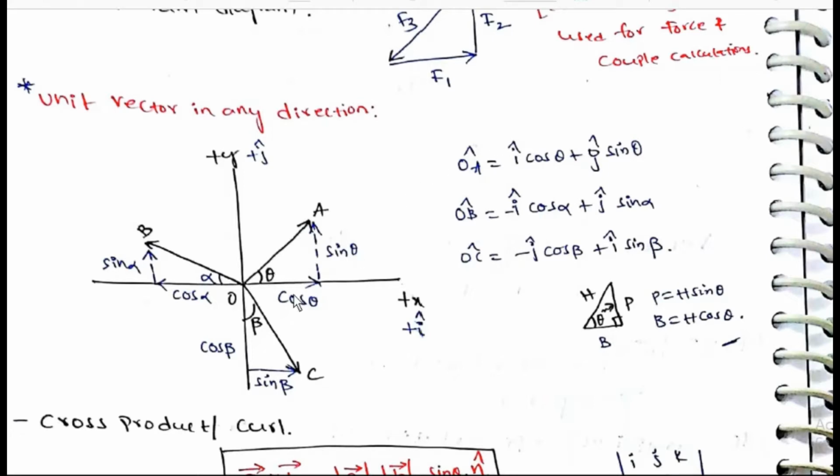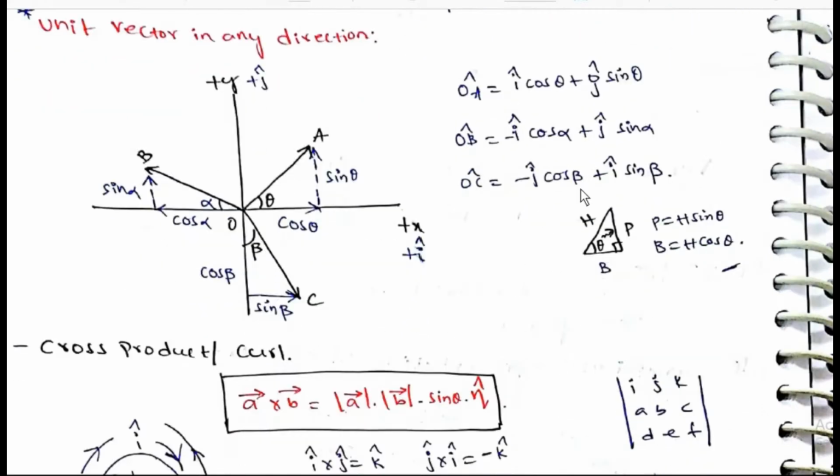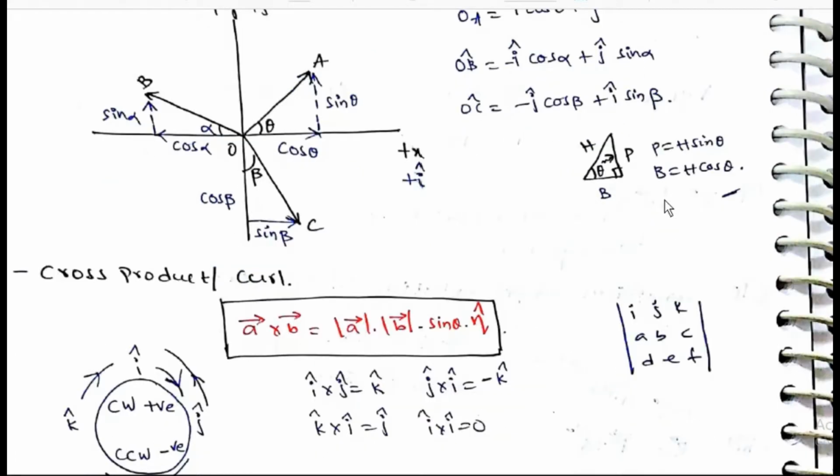simple rotation: cos theta i cap plus j cap sin theta. OB cap is equal to minus i cap cos alpha plus j cap sin alpha. OC cap is equal to minus j cap cos beta plus i cap sin beta.